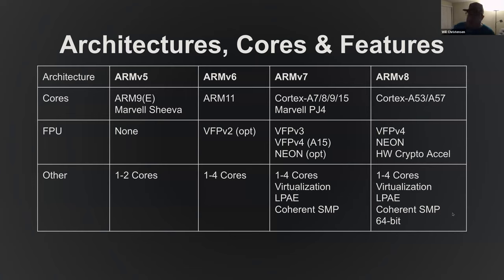ARMv8 has everything from ARMv7, but now Neon is forced. It's in there, you don't have an option. Everything is virtual floating point v4. And this is where you also get the hardware crypto acceleration. They have better virtualization support. And this is where the 64-bit comes into play with ARMv8.